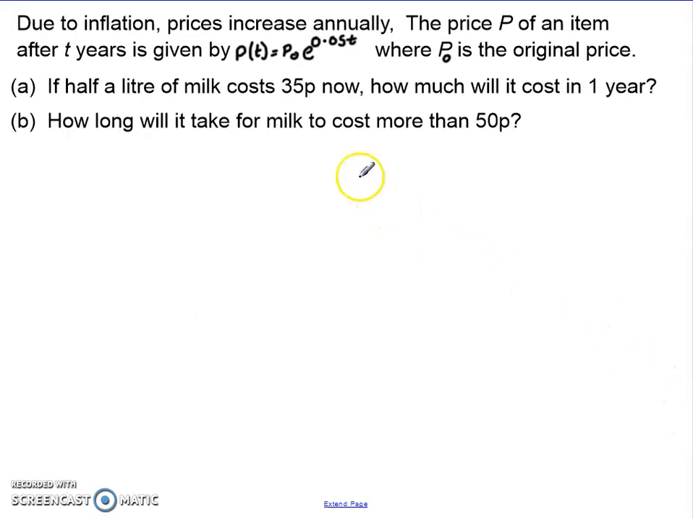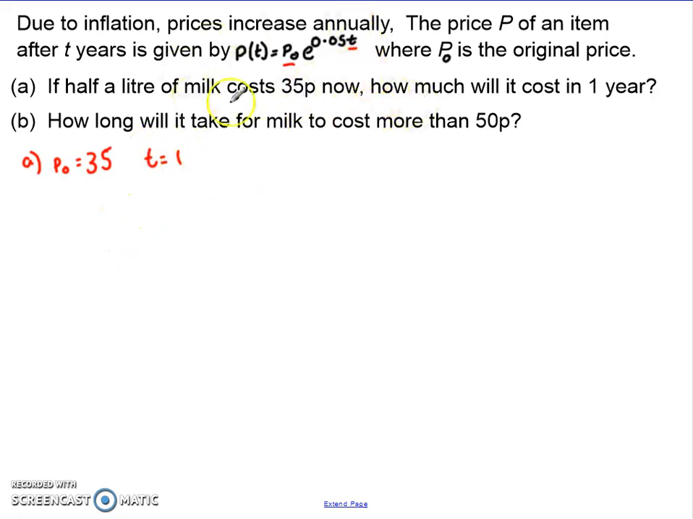Right, let's run through these questions and see how you got on. So, first one, half a litre of milk costs 35p now. How much will it cost in a year? For this question, if you look at the formula, there's a couple of things we need to know. T is our time and P naught is our initial price. It costs 35p now, so we know in this case that P naught is equal to 35. That's the first thing we have to identify. Second thing, we need to know t, what the time scale is. In this case, we know t is equal to 1.